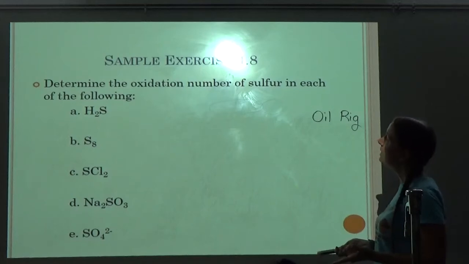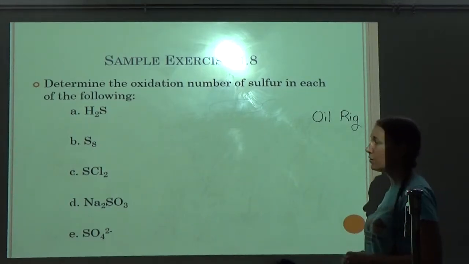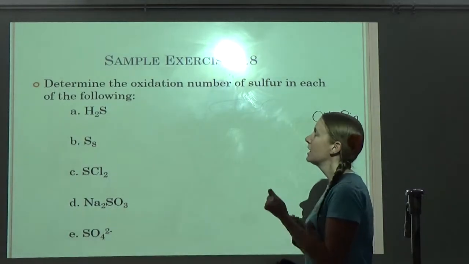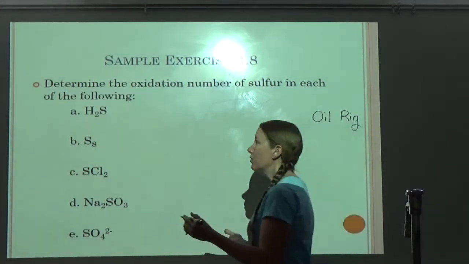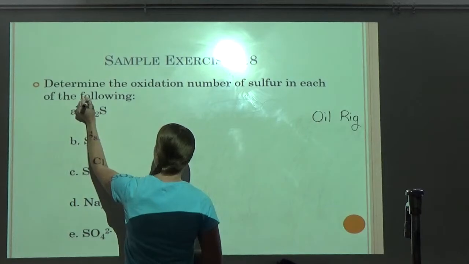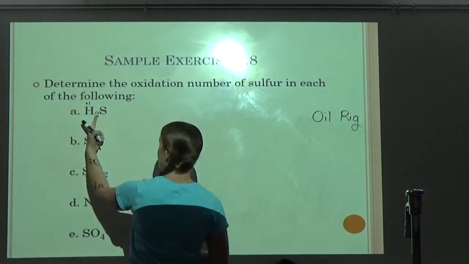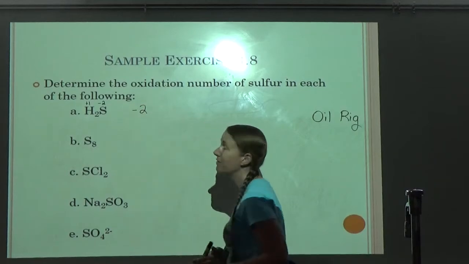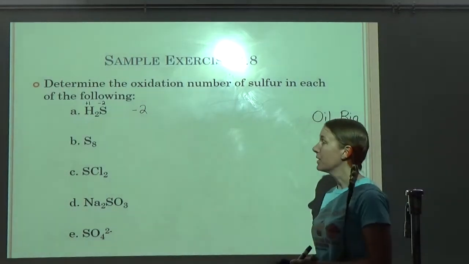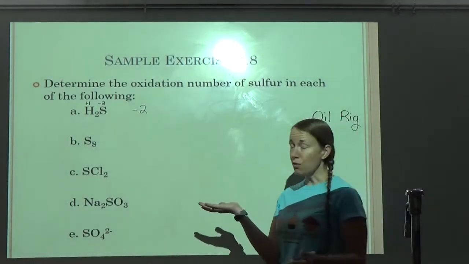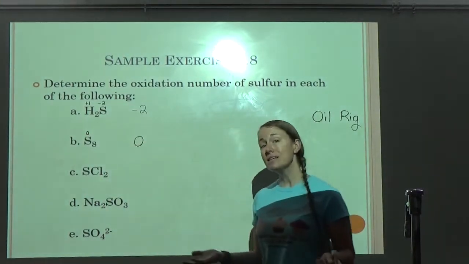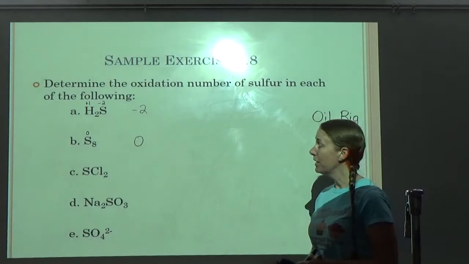It says determine the oxidation number of sulfur in each of the following. Well, we might as well just determine all the oxidation numbers just for practice. All right, so we know hydrogen is normally +1. Since there's 2 of them, that's +2. So sulfur has to be -2. So sulfur would have a -2 oxidation state there. For part B, it's just sulfur. Everything in its elemental form is 0. So sulfur would have a 0 oxidation state there.